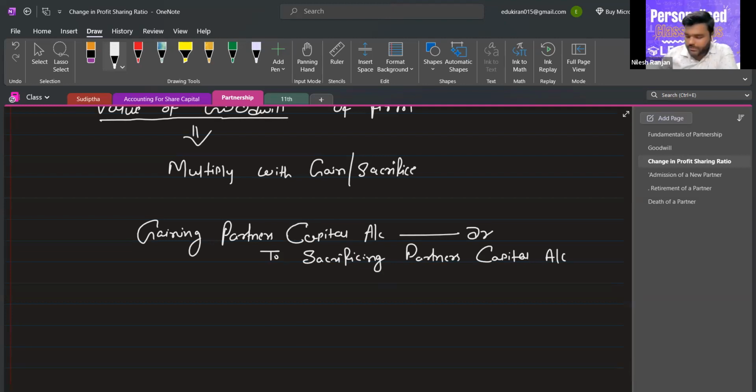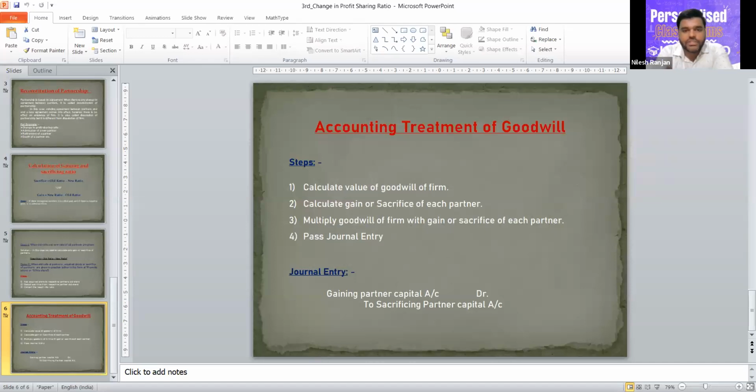You can see the concept here. I have written the steps. Calculate the value of goodwill of the firm. If it is given, then no need to calculate. The second is calculate the gain or sacrifice of each partner. You know how to calculate gain or sacrifice because we have already discussed this in the previous class. For calculation of sacrifice, you have to do old ratio minus new ratio, or for calculation of gain, you have to do new ratio minus old ratio.